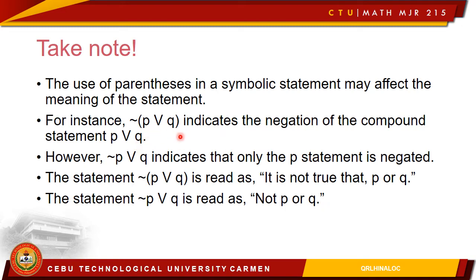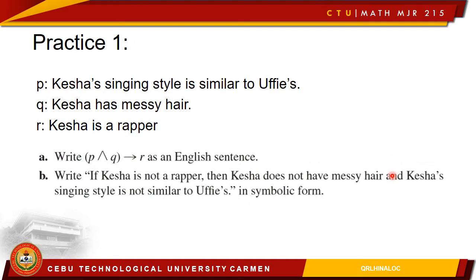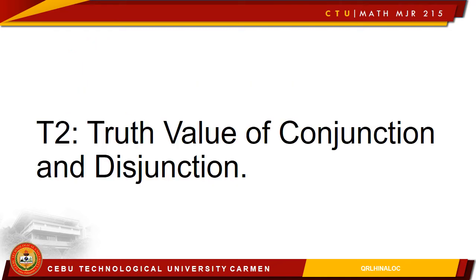Okay, class, take note that the use of parentheses in a symbolic statement may affect the meaning of the statement. It means that with parentheses or without parentheses, the meaning is different. If we have negate (P or Q), this indicates that the negation applies to the whole statement P or Q. The second example is negate P or Q. What you negate here is only P, not Q. So the first statement means not (P or Q). And the topic number 2 is about truth value of conjunction and disjunction.